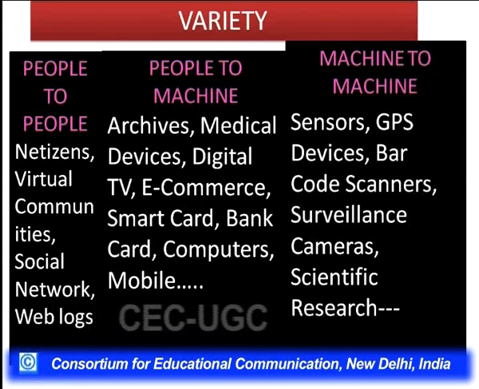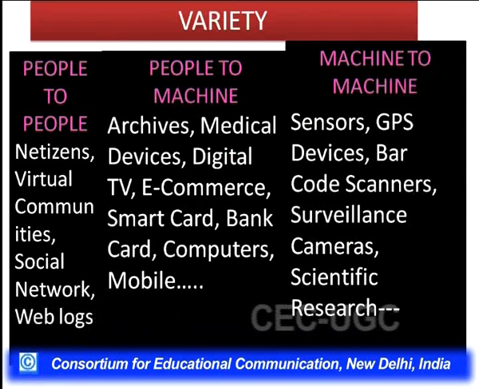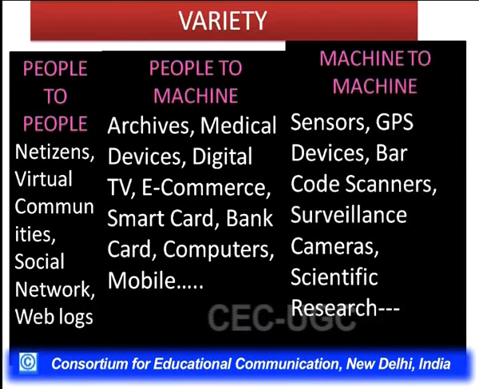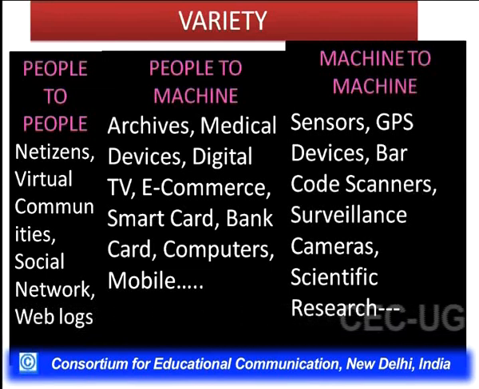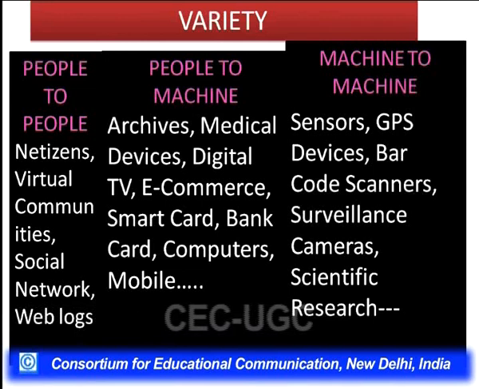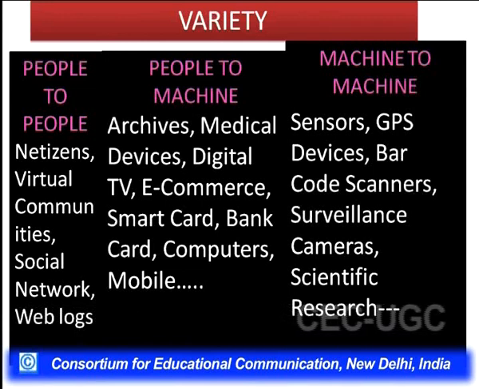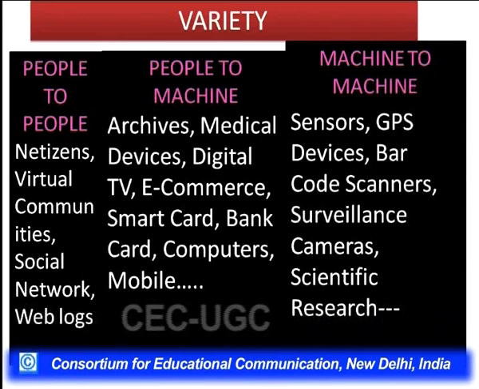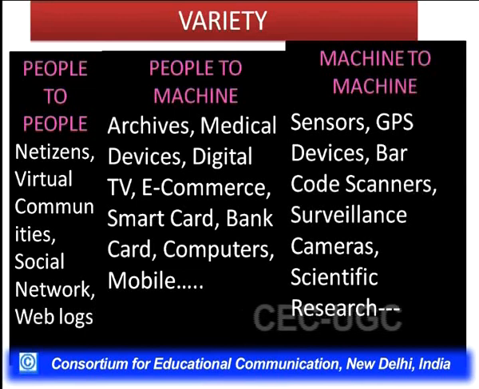First one, that is the people to people communication. So here, virtual communities and social networking, weblog, that means you are going to exchange messages with your friend, that means you are using a social network site. Just like Facebook, you are interacting with your friend, you are uploading data on Facebook, so many people are uploading data on Facebook, and you are also communicating data through WhatsApp.